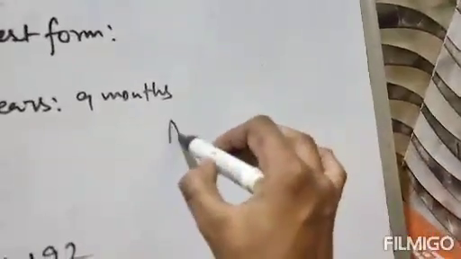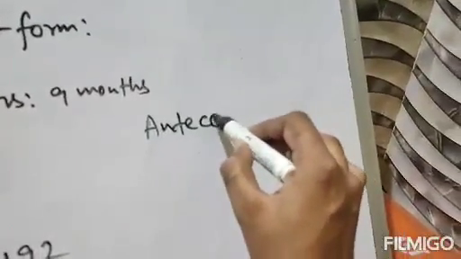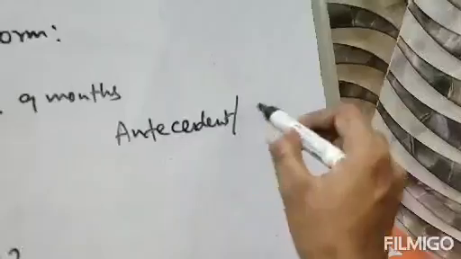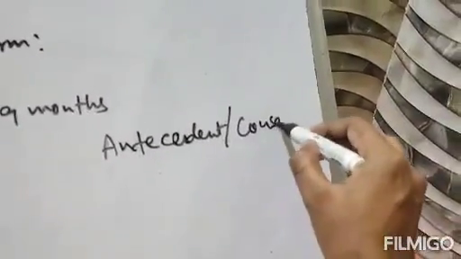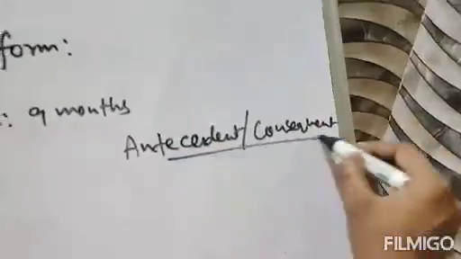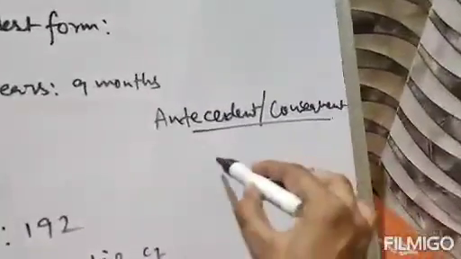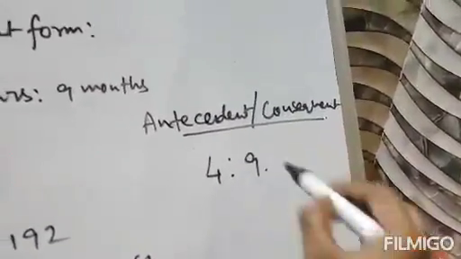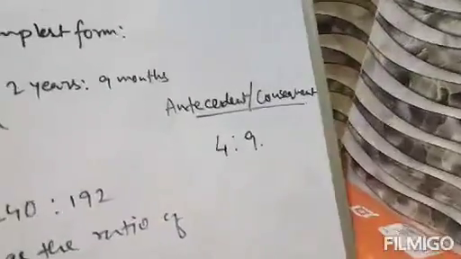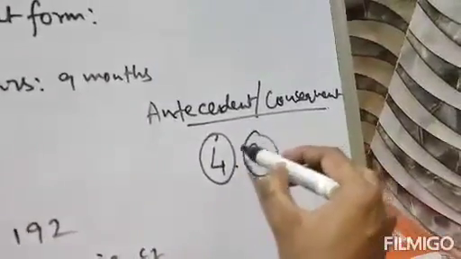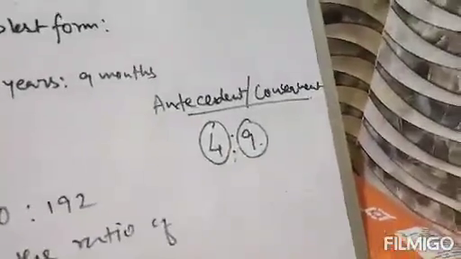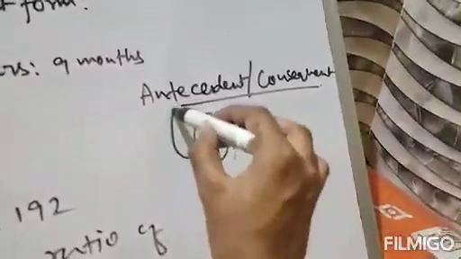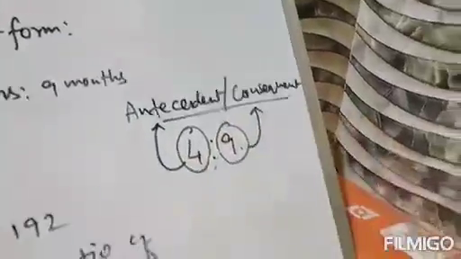Next one, the two terms. The first term is antecedent and the second term is consequent. What are these? Suppose a ratio, I am taking an example, 4:9. This is the first term and this is the second term. This is the ratio. 4 is the first term, 9 is the second term. So 4 is called antecedent and 9 will be termed consequent.